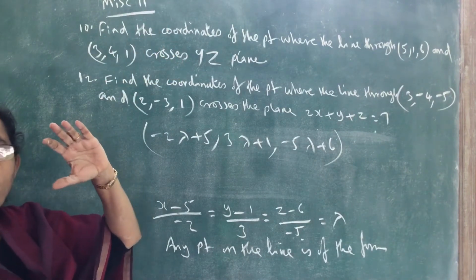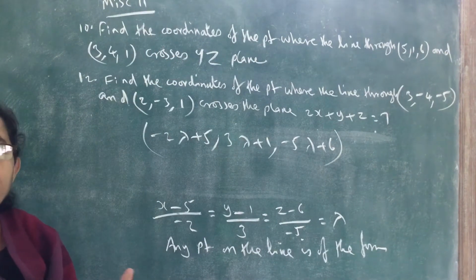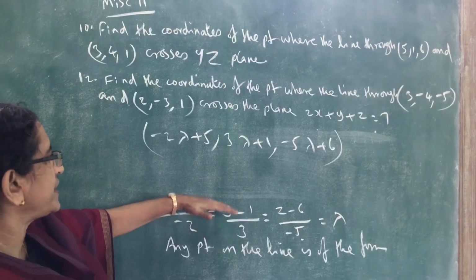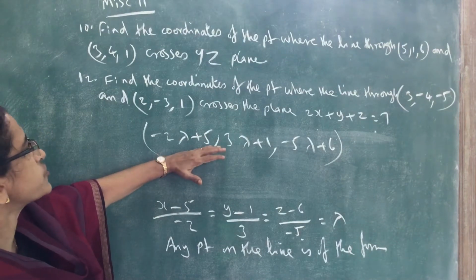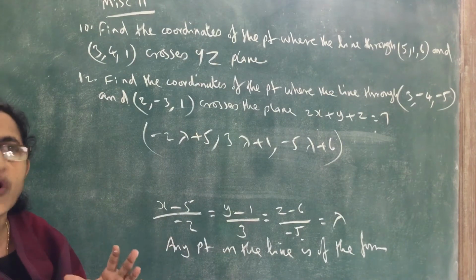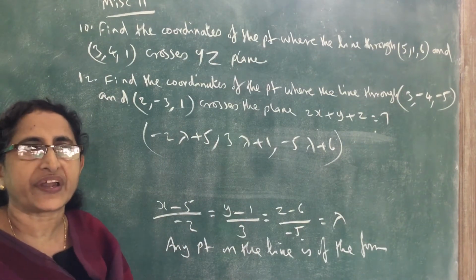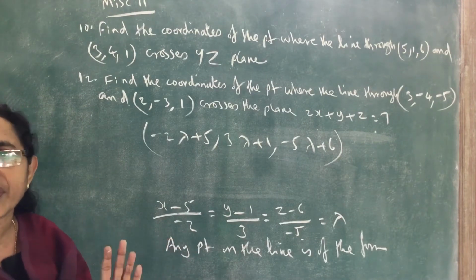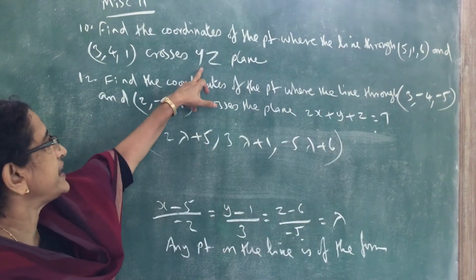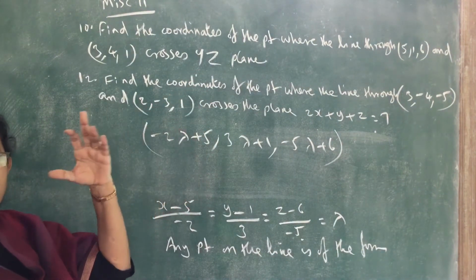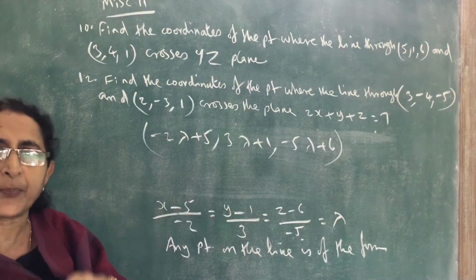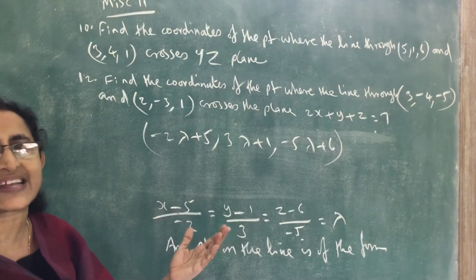Now we want to find the point of intersection of the line and the plane. That means this general point, any point on this line, we can substitute in the equation of the YZ plane. That means it is a point on the YZ plane, and we know that on the YZ plane the x coordinate is 0. Any point on the YZ plane has x coordinate 0. Because we want the common point of the line and the plane, since it is a point on the plane, the x coordinate will be 0.